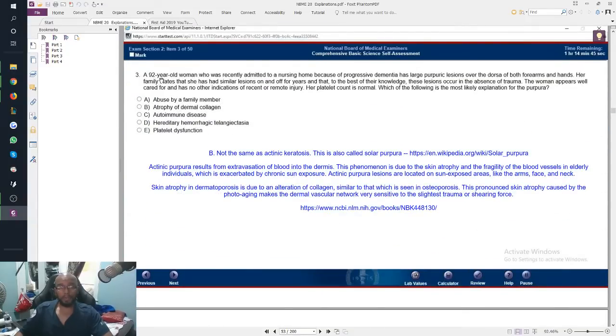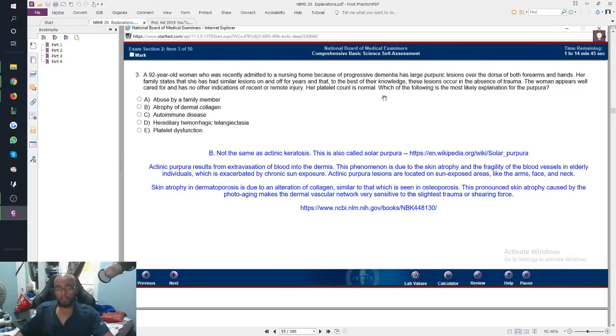This one, a 92-year-old woman who was recently admitted to a nursing home because of progressive dementia, has large purpuric lesions over the dorsa of both forearms and hands. So 92 is extremely old, and she has dementia. And now we're talking about some weird purpuric lesions in an elderly patient at a nursing home. Okay. Her family states that she has had similar lesions on and off for years, and that, to the best of their knowledge, these lesions occur in the absence of trauma. The woman appears well cared for, and has no other indications of recent or remote injury.